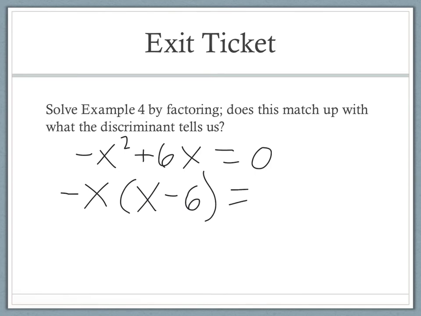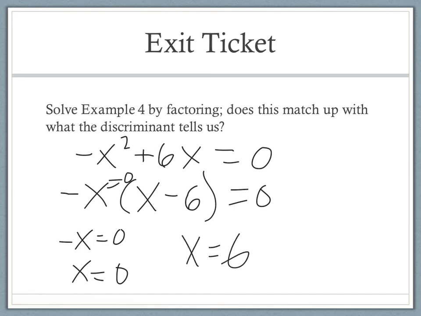I set both of these equal to 0. Negative x equals 0, we'll divide both sides by negative 1, x is 0. And then the other one, set x minus 6 equals 0, so x equals 6. My two answers are 6 and 0.